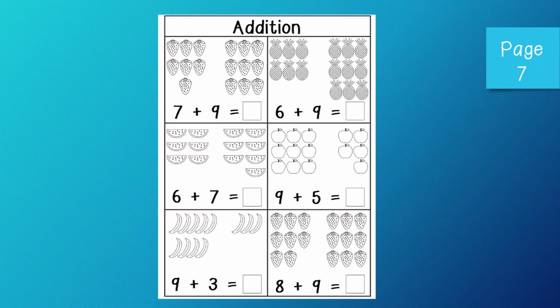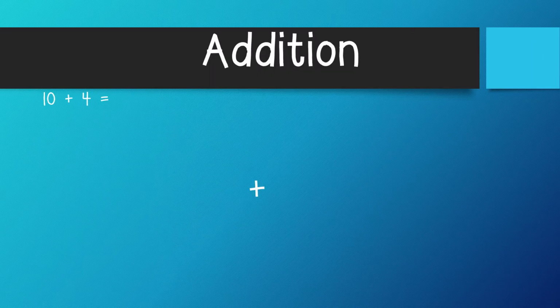So now in order to do the sum, we have to count all of the pictures together and write our answer in the block. Let's do one example together. Our sum here is 10 plus 4. So as usual, we have to draw our first number. So now I am going to draw 10 balls.